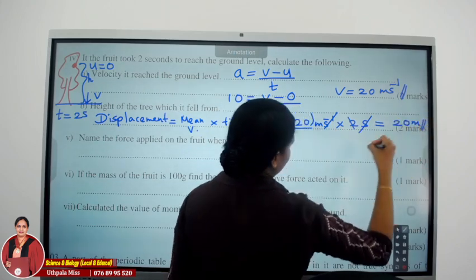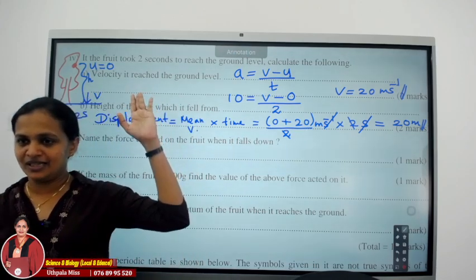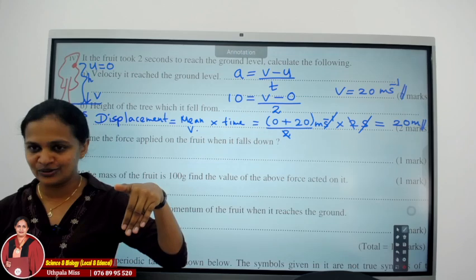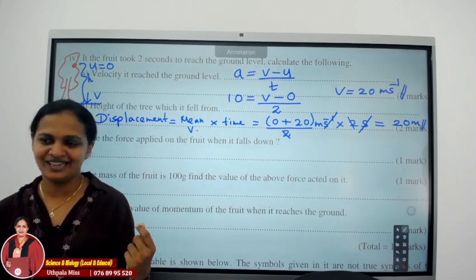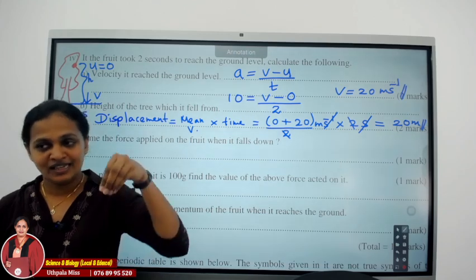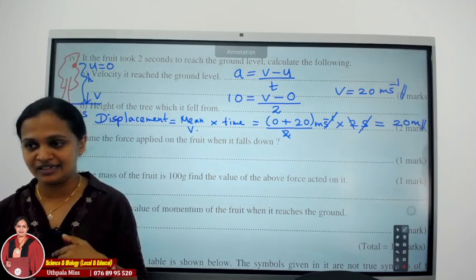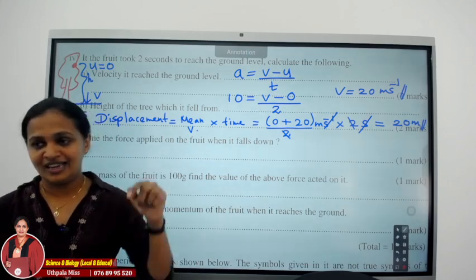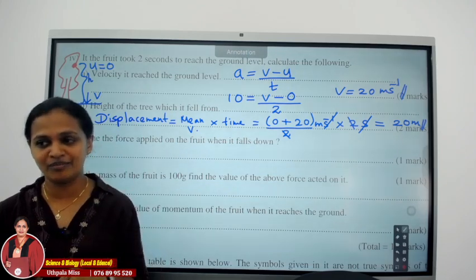20 meters. Now we can guess this mentally, can't we? If it were an MCQ, as soon as it says 2 seconds, we know the acceleration is 10 ms^-2. What does it mean? What does it mean? Acceleration is 10 ms^-2 means the velocity increases by 10 ms^-1 in each second. And it says it takes 2 seconds to reach the ground level. And it reaches the ground level after 2 seconds at a velocity of 20 ms^-1.